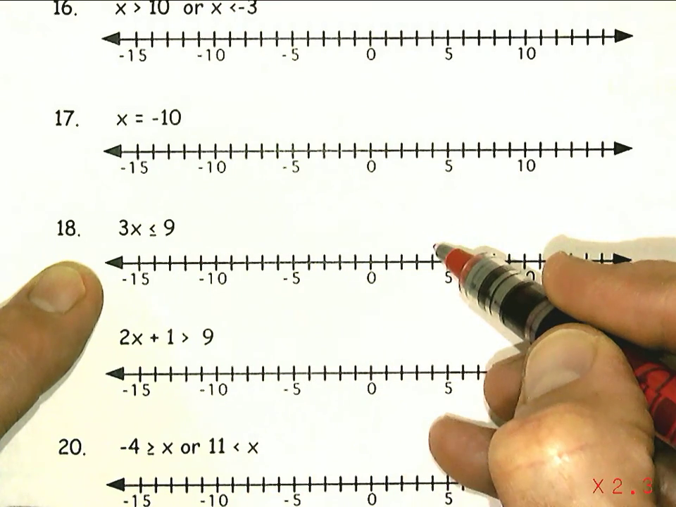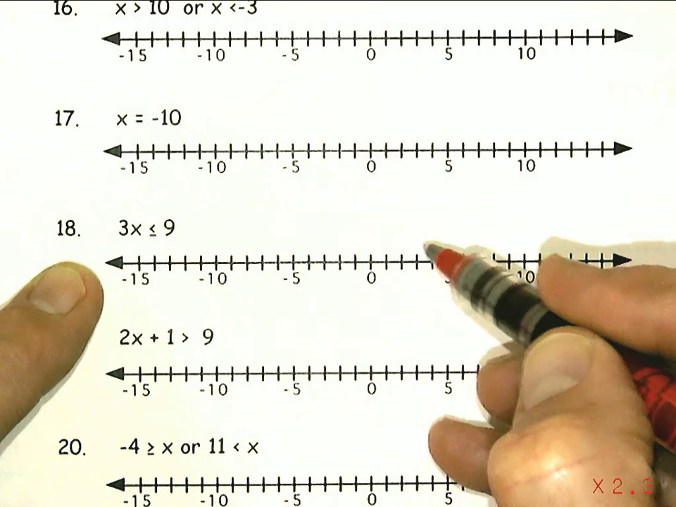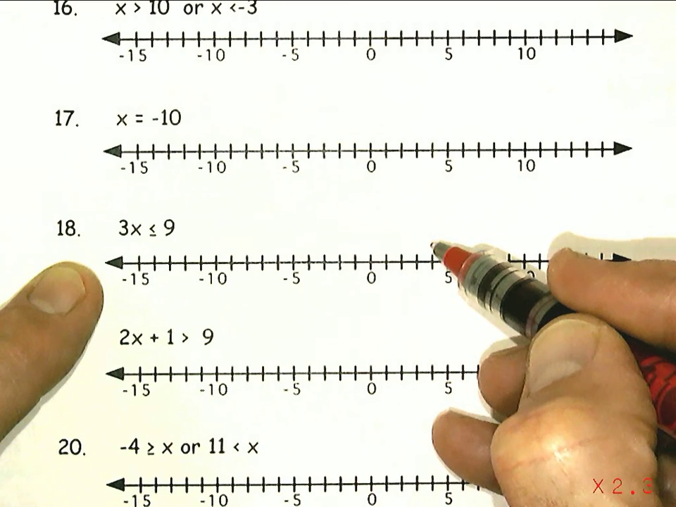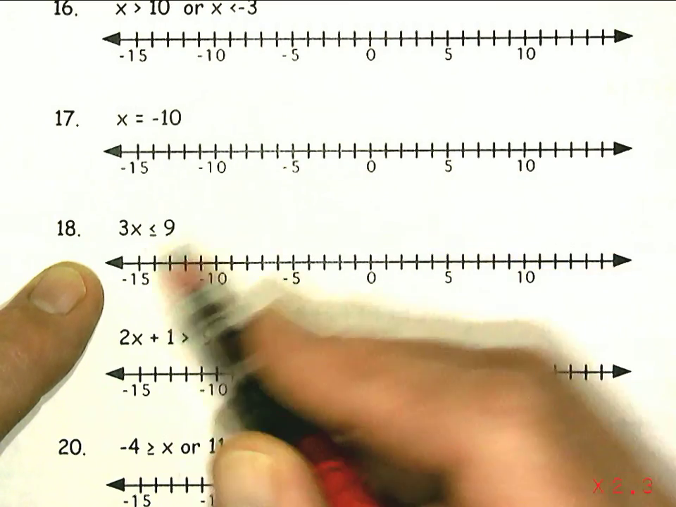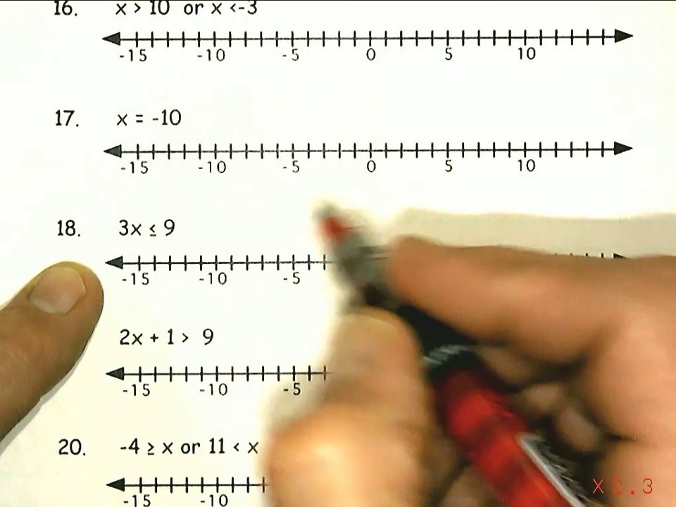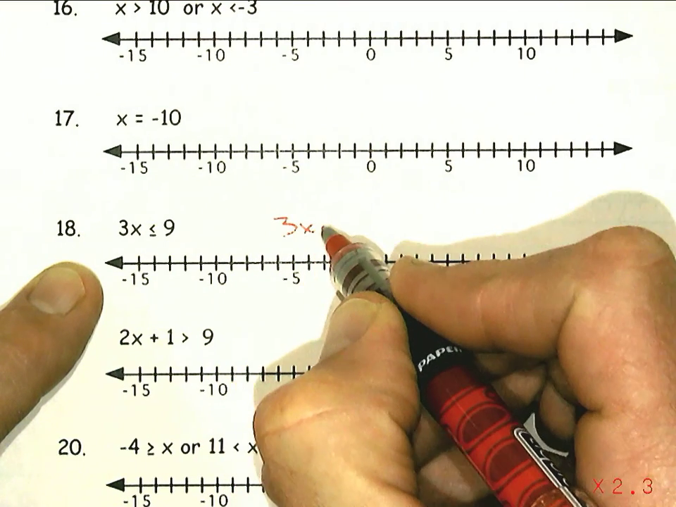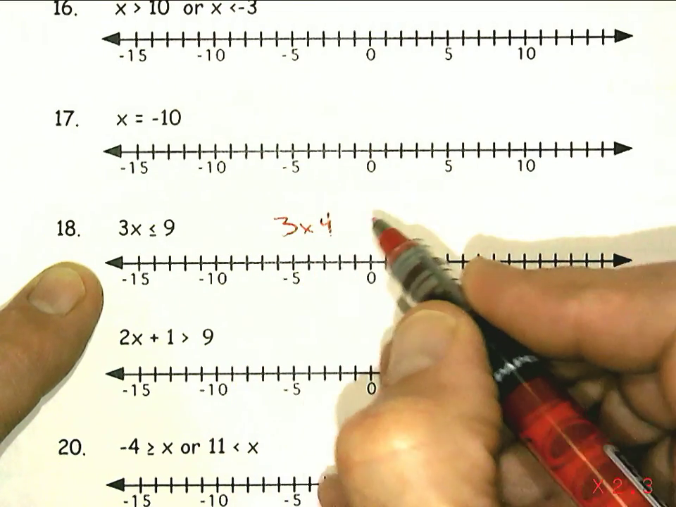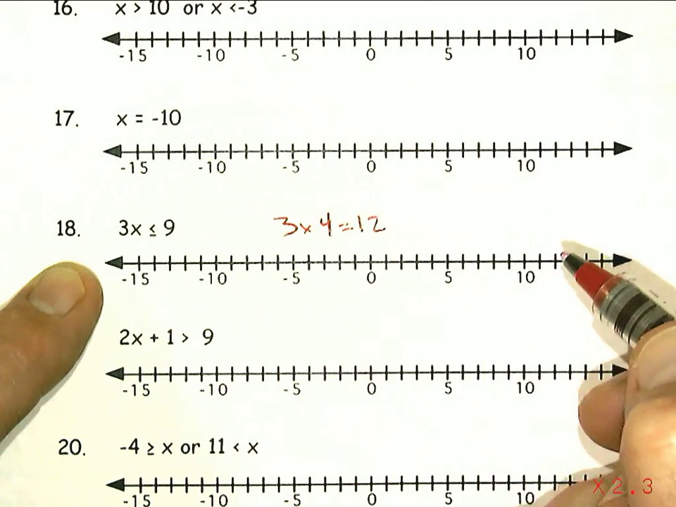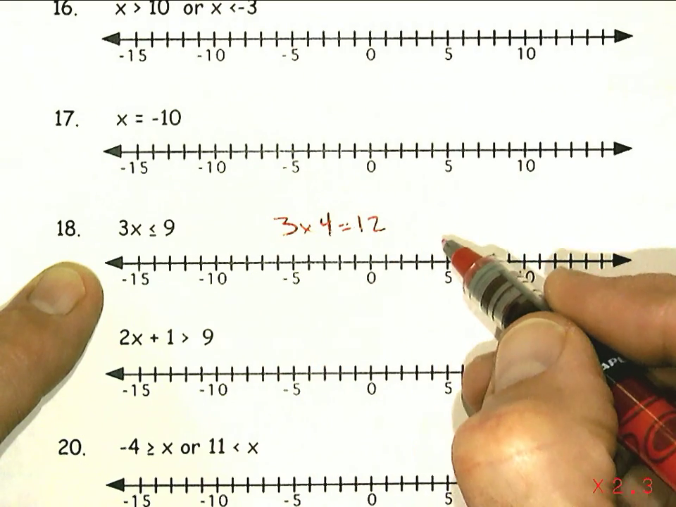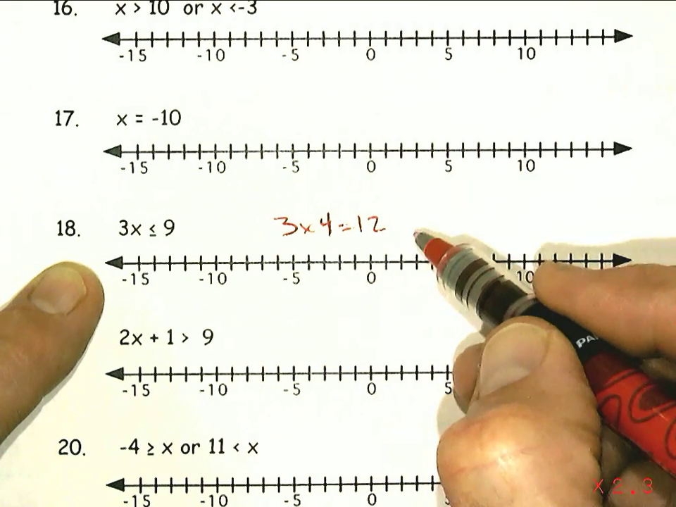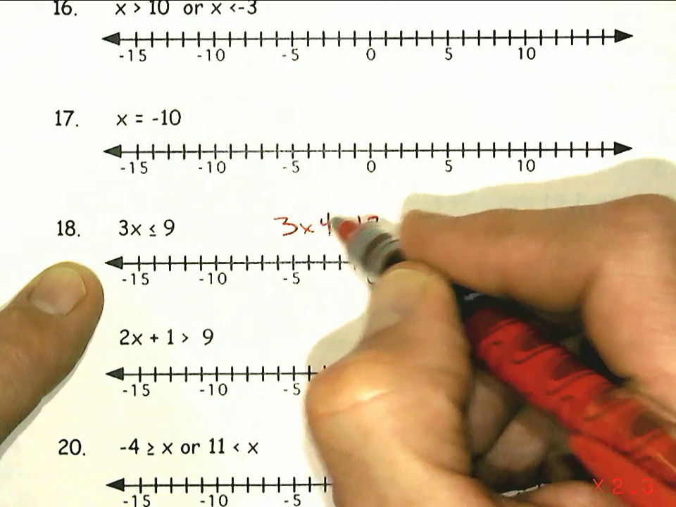So let's just kind of work backwards then. I know it's more than 0, but less than 5. So again, I'm just guessing. If I go 3 times, I'll actually write some equations here. 3 times 4 is 12. And 12 is not less than 9. So that doesn't work. 4 is not enough.